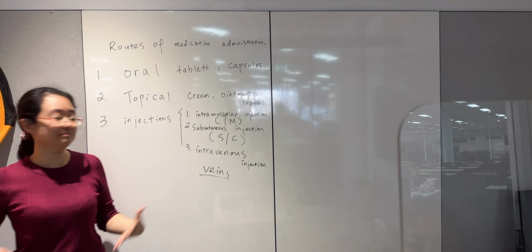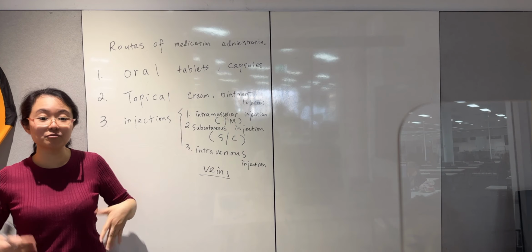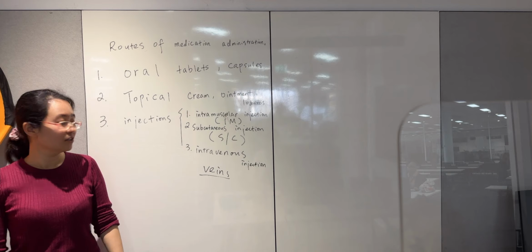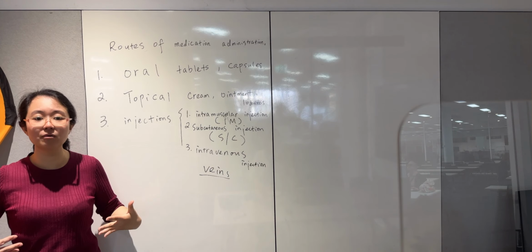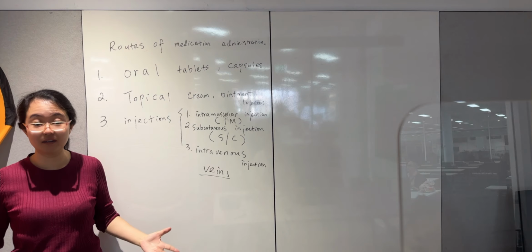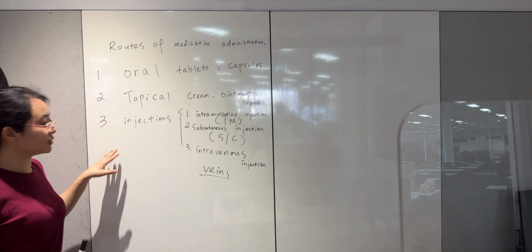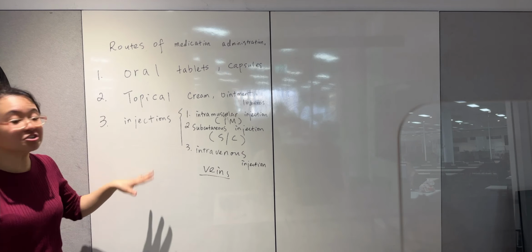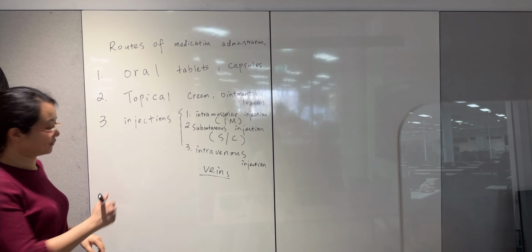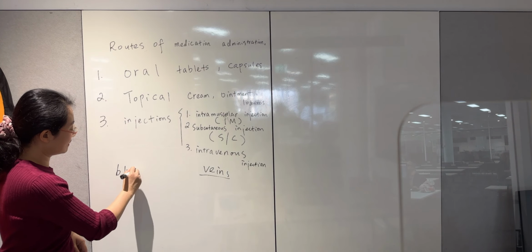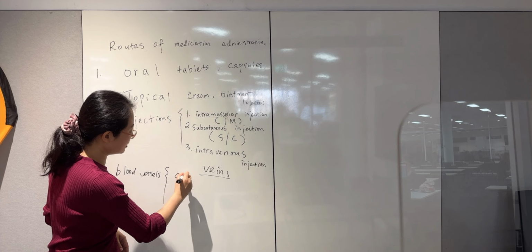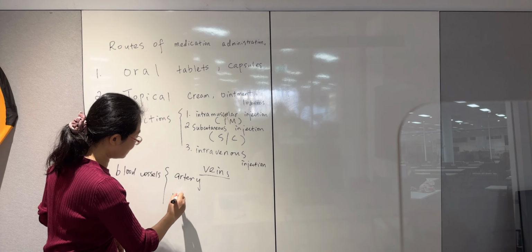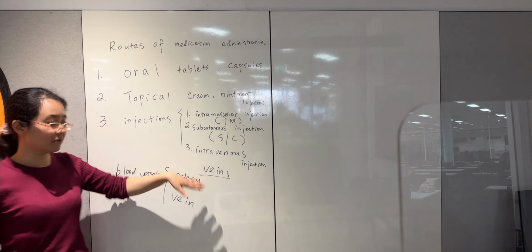So a vein is one type of our blood vessels, right? We have a lot of blood vessels. The blood vessels in our body help to deliver the blood. With blood vessels, we have two major types: artery and vein.